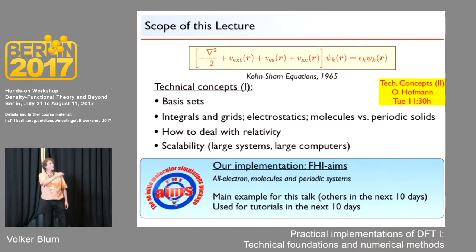I'll say some words about how to deal with relativity, particularly a little bit about spin-orbit coupling, and then finally about scalability. So it's nice if you have a code that can deal with 10 atoms, and that's fine. But many materials are not just described by a 10-atom unit cell, and molecules not just described by 10 atoms. You want to go to perhaps hundreds or thousands of atoms. You want to do many of these calculations. You want to use a computer that's not just a laptop.